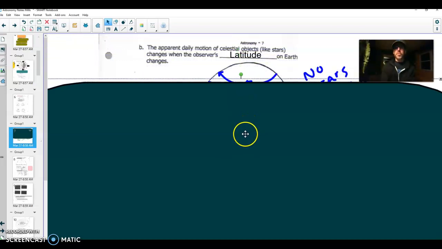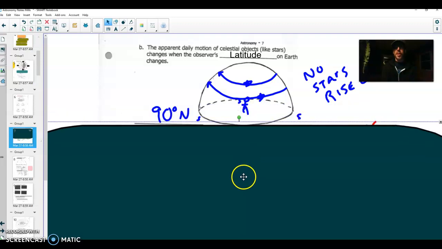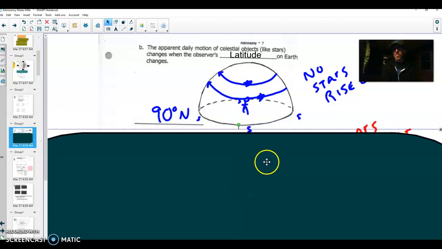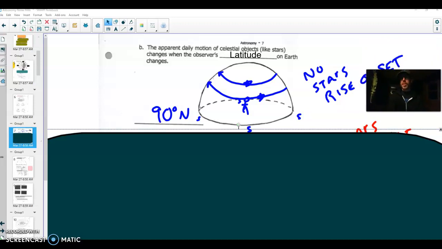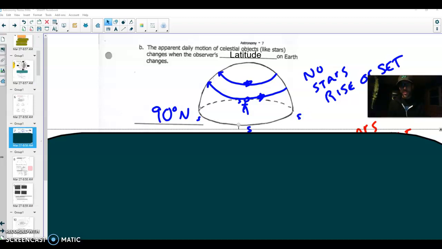It says the apparent daily motions of celestial objects like stars changes when the observer's latitude on Earth changes. As you might expect, just based on what we've seen with the sun, when we get to the North Pole, so 90 degrees north is the North Pole, no stars appear to rise or set. Instead, all the stars just go around in circles. If we stop and think about it for a second, it makes sense, because if we look north, all the stars go around in circles around Polaris. So when you're at the North Pole, you're as far north as you could possibly go, and the stars are just going to go around you in circles. The sun does the same thing, by the way. You're at the top of the Earth.